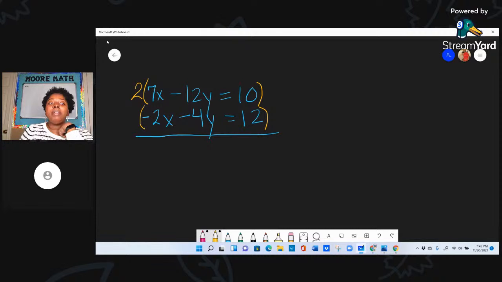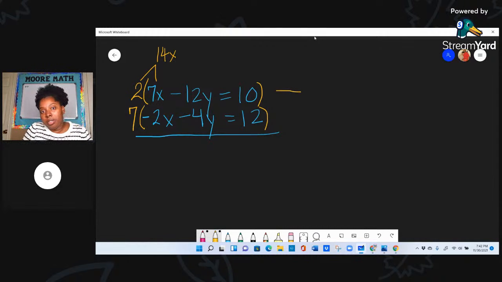So now we would get 14x right here. What's the opposite of 14x? Negative 14x. What do I have to multiply this negative 2x by to get negative 14x? Negative 7. Just 7. Good. Okay. Because my teacher said that one of them has to be negative. Right. So watch this. You'll see why it works out like this. Okay. So let's start with the top one.